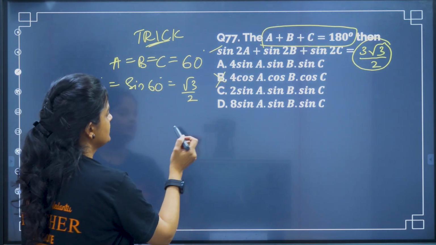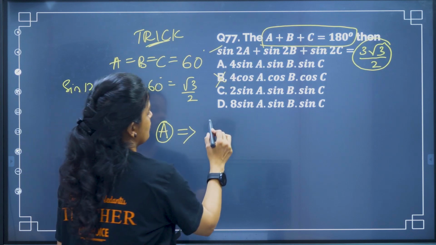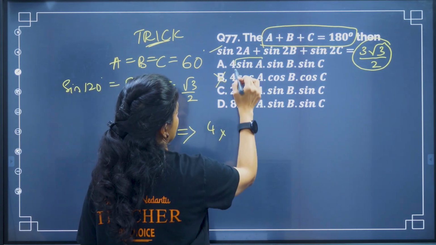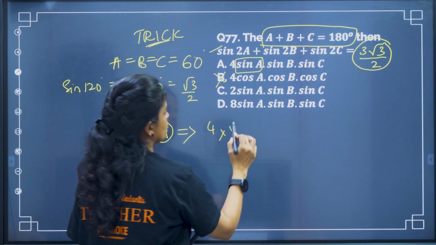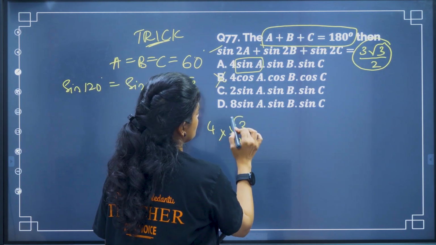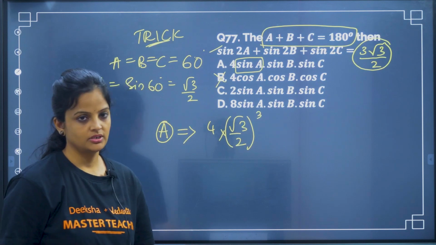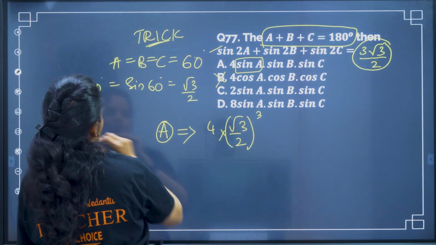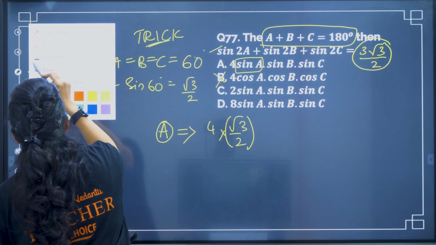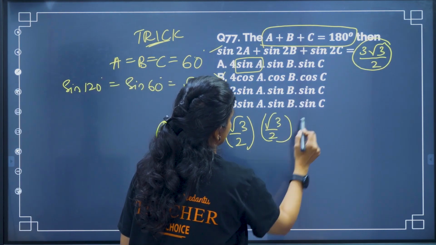Okay, we'll see that in option A. I'll put it in option A: 4 times sine A. What is A? A is 60. A, B, C all are 60. So root 3 by 2, root 3 by 2 and root 3 by 2 whole cube. If you don't want this, then go with the product only. That is simple. Root 3 by 2 and root 3 by 2.